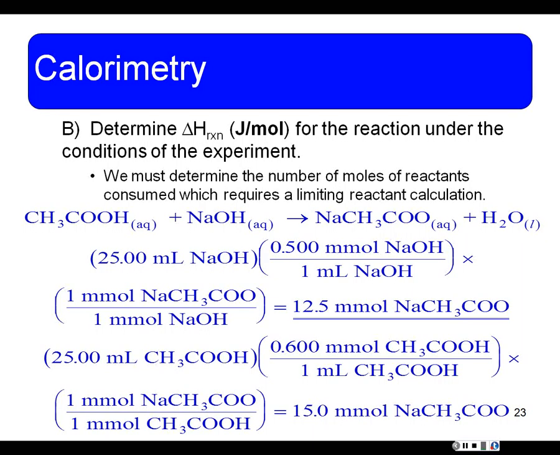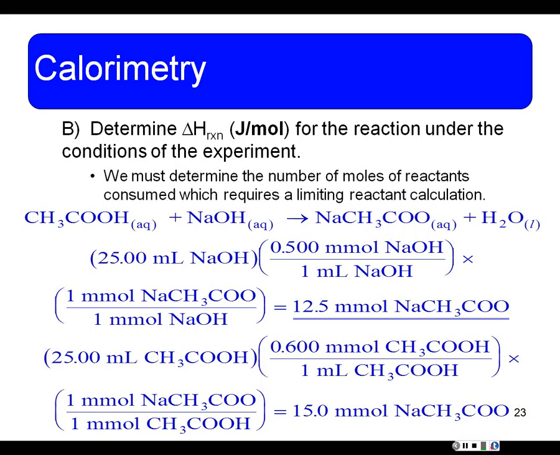Okay, so I do this first step, and then all I do is go back to my equation, and I say, okay, I need twice as much acetic acid than I do NaOH. So I'd look over here and say, okay, I got 15 versus 12. I don't have twice as much, so this is my limiting reactant. If it's a 1-to-1, it's easy, but the problem is the last step.